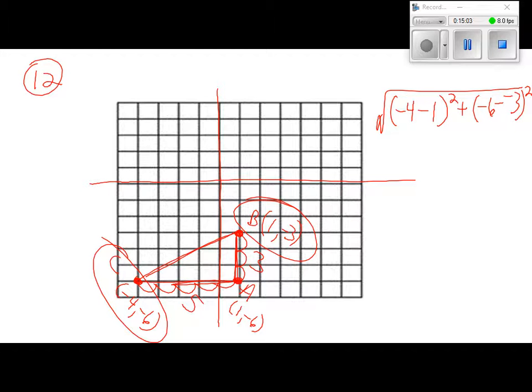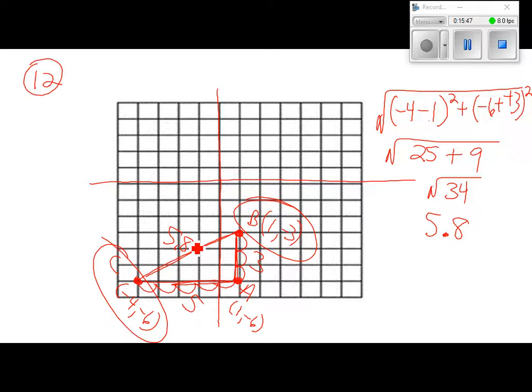Just do the math here. -4 minus 1 is -5. -5 squared is 25. Here, change that to plus. -6 plus 3 is -3. -3 squared is 9. Add those two together and you get the square root of 34. You grab your calculator and you do the square root of 34. And you get about 5.8. So the length of this side right here is 5.8.